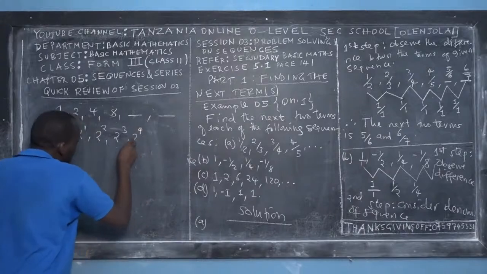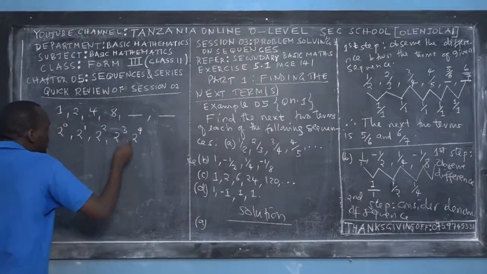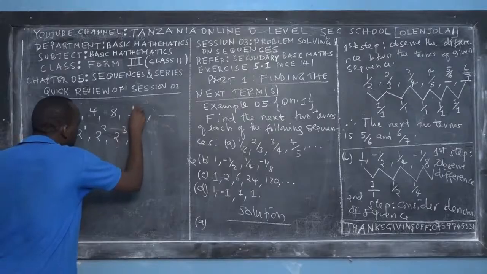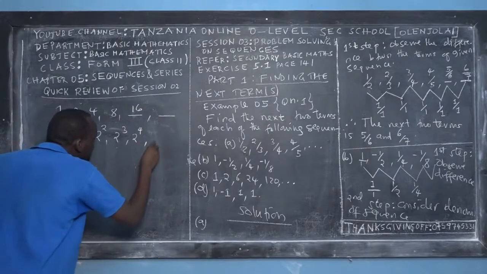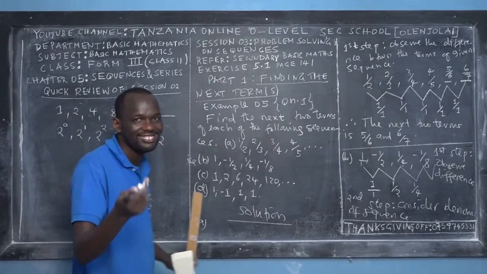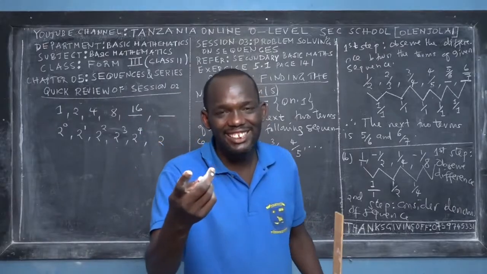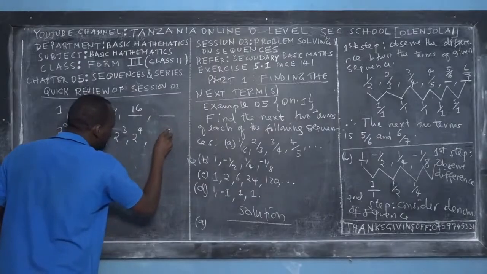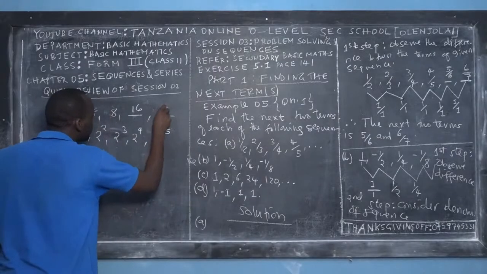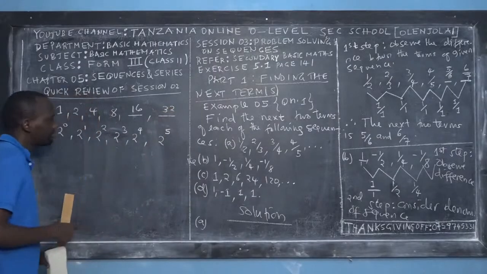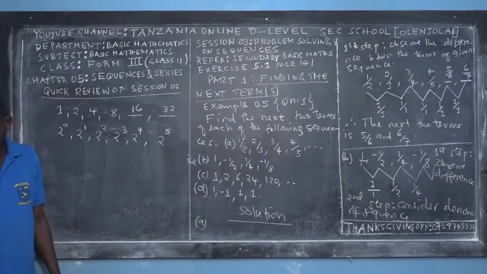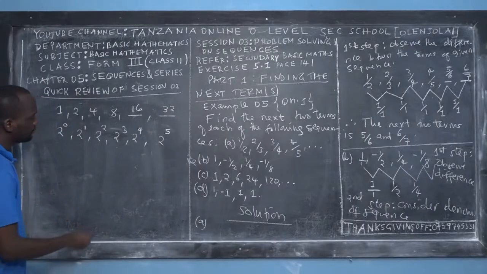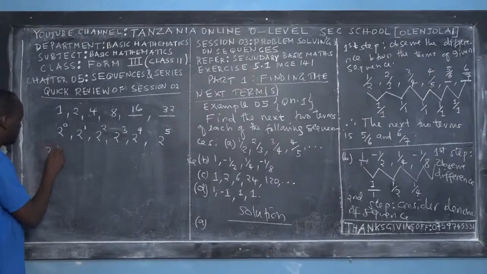And 2 power 4, 2 times 2 times 2 times 2, is equal to what? 16, right? And then what will be the next term? Can you try? Yes, this is 2 power 5. You are right. So 2 power 5 is equal to 32. Right? So if that's the case, we go for the third step.